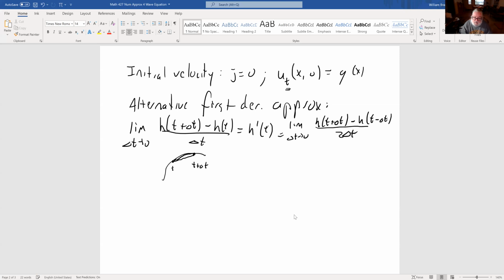It's the same limit, but if we want the derivative at that point, what we're going to do is go out to t plus delta t, and we'll go out to t minus delta t. We'll take the slope of this line, and keep in mind that this distance here is 2 delta t, which is why we've got that in the denominator. And then we take the limit as delta t goes to 0, which means we're taking the limits of these secant lines, and that'll give us the tangent line.